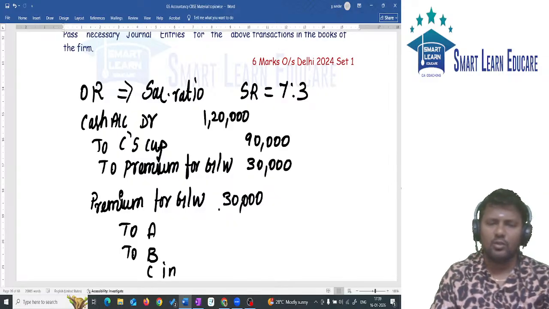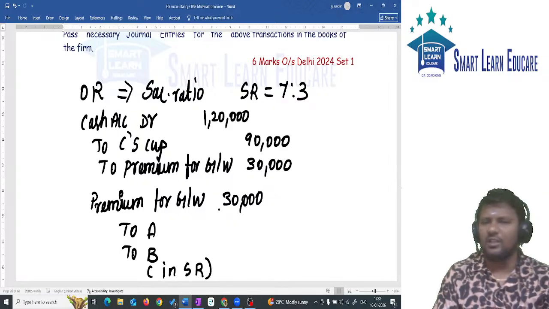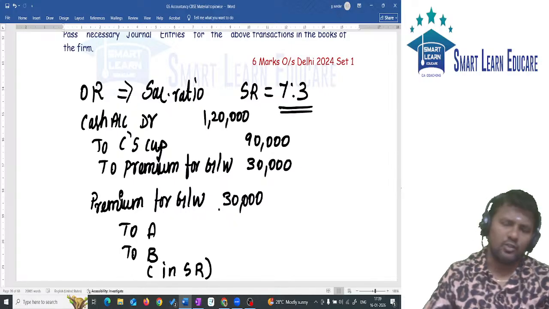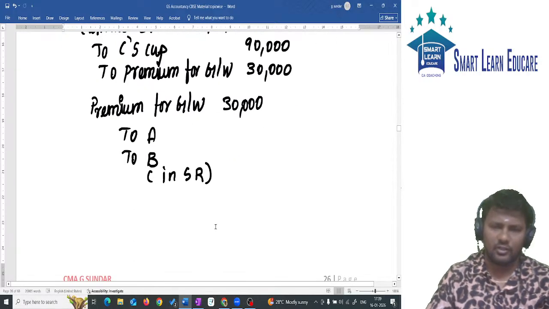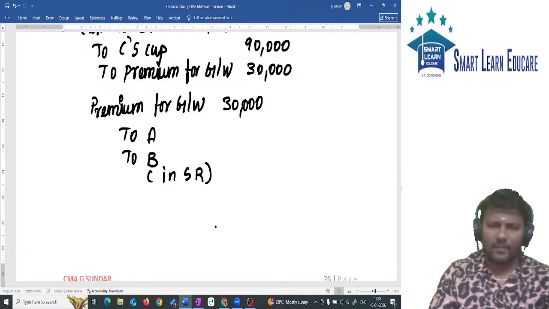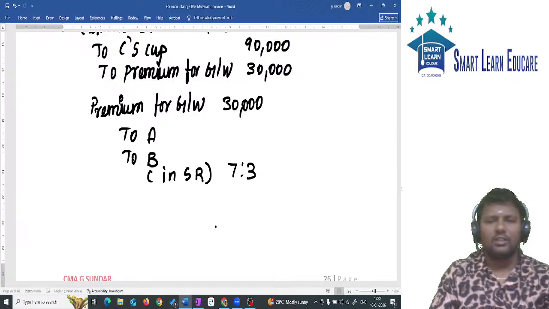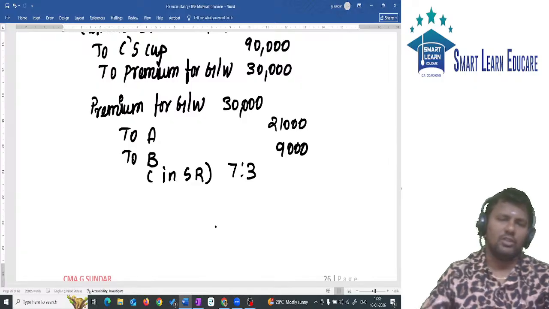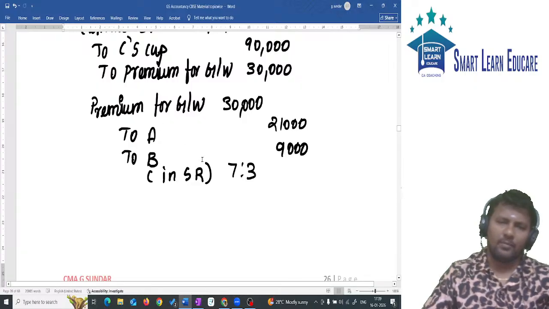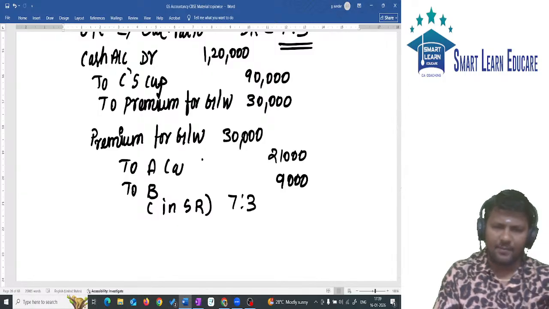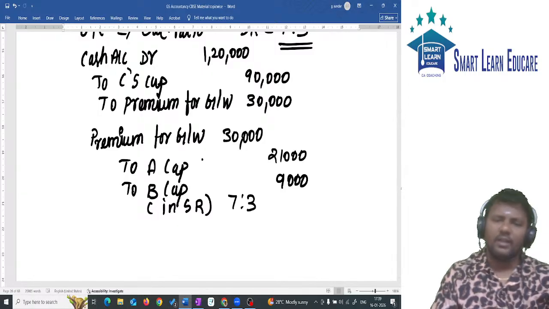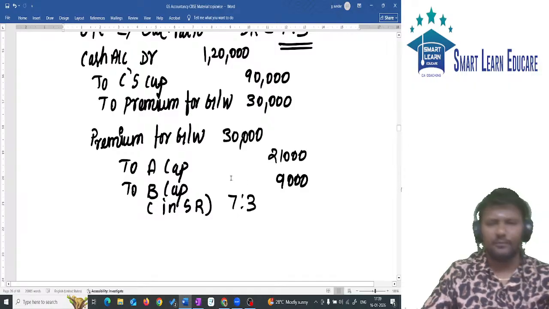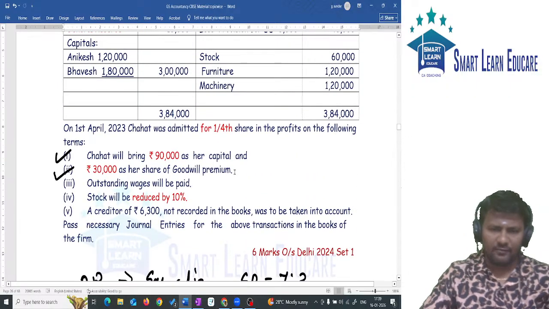In what ratio this entry to be made? Sacrificing ratio. What is the sacrificing ratio? 7:3 is the sacrificing ratio. So 30,000 partner brings, that should be shared in the ratio of 7:3. 30,000 when you share in 7:3 ratio, you will be getting 21,000 and 9,000. So journal entry, premium for goodwill account debit to A's capital and to B's capital, it is 21,000 and 9,000. So first two things we passed entry.